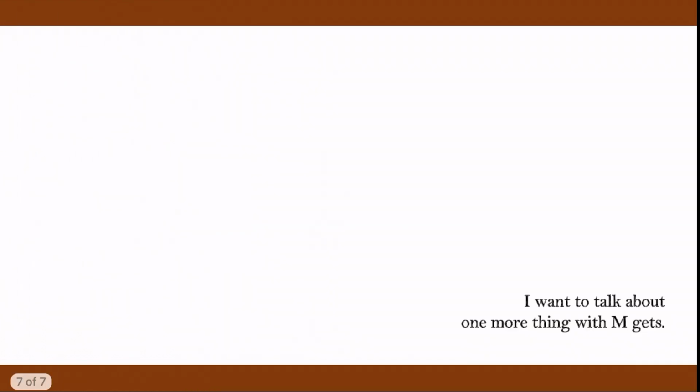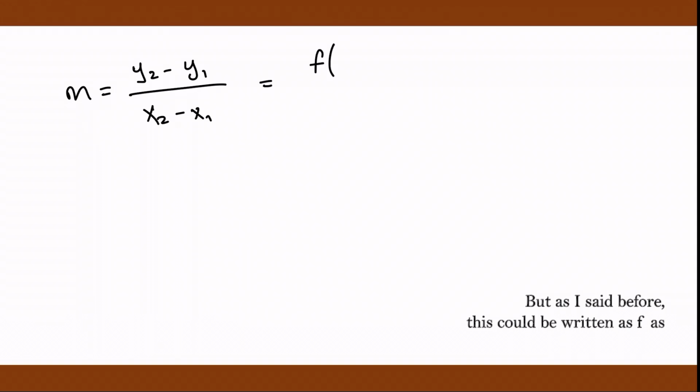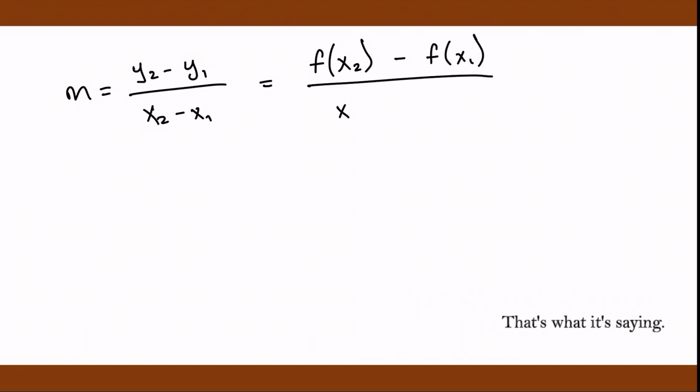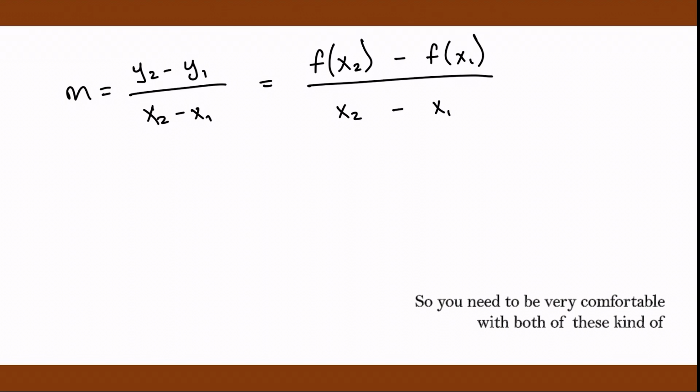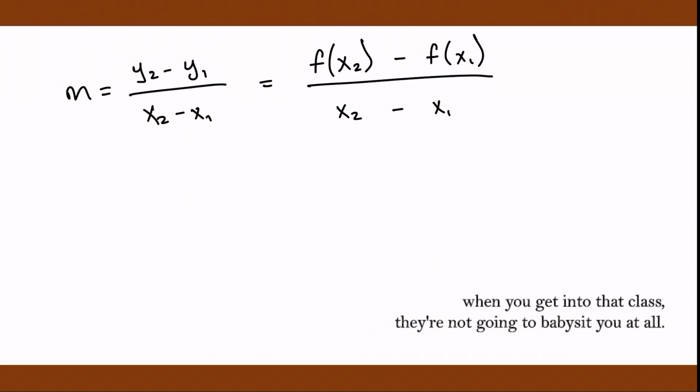I want to talk about one more thing with m, to get you used to this notation. We said y2 minus y1 over x2 minus x1, but as I said before, this could be written as f as a function of x, so we'll shove in x2 and x1 in our function. That's what it's saying. So you need to be very comfortable with both of these forms and the notation here, because when you get into that class, they're not going to babysit you at all on the algebra.